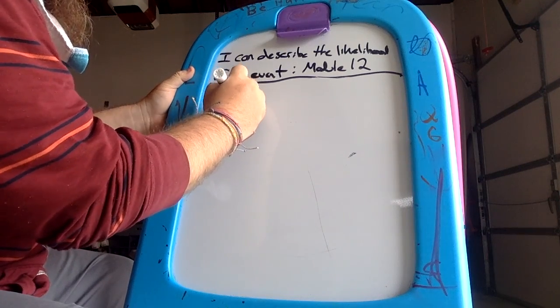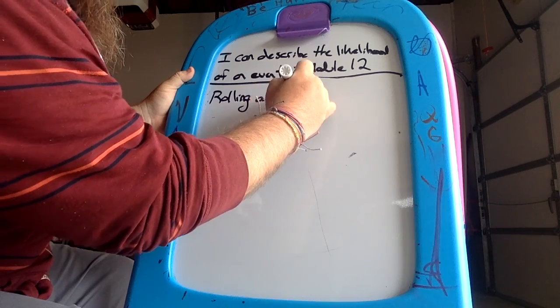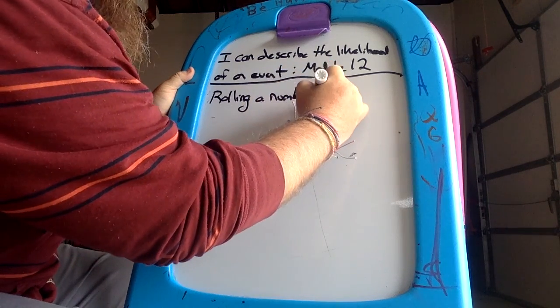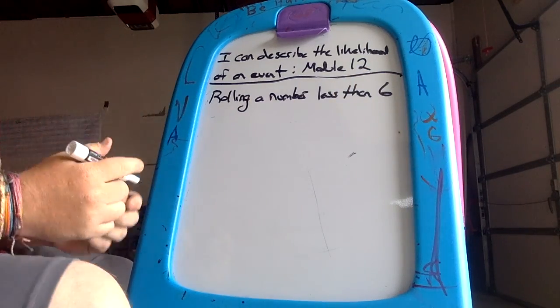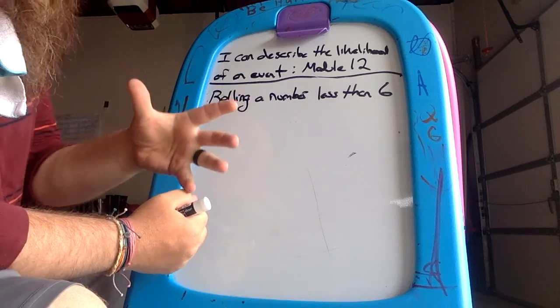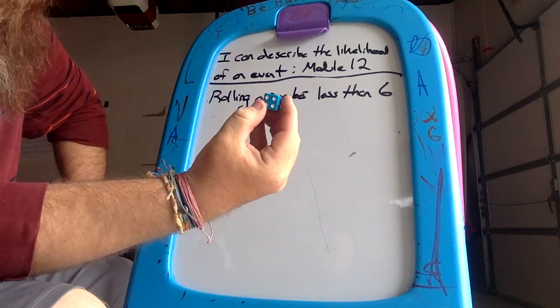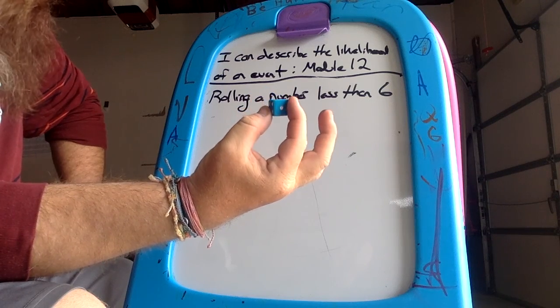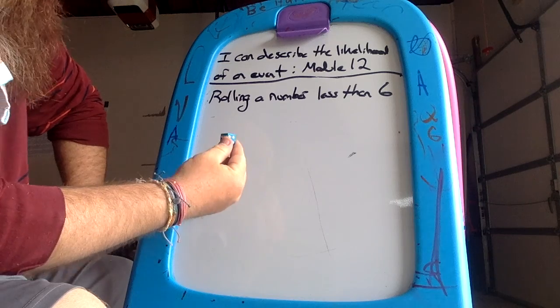Rolling a number less than 6. All right, so same thing. Same question, putting yourself into that situation with the dice that we're using. So what's the probability that I would roll a number less than 6?